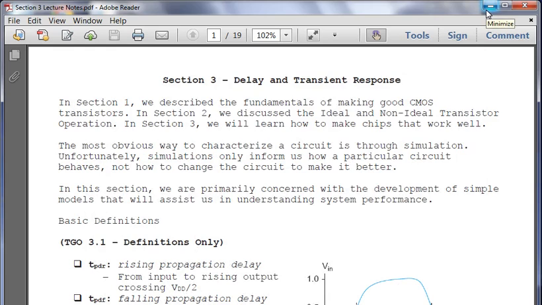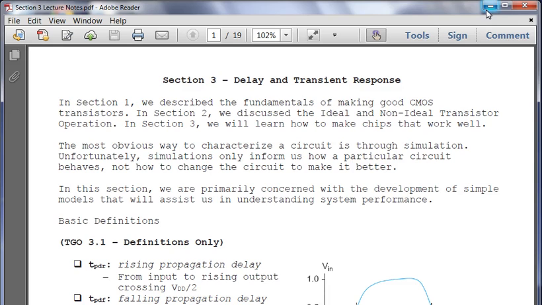Okay, so in section 1, we kind of described the fundamentals of CMOS devices. We talked about the switches. We talked about the basics of the channel. Section 2, we discussed ideal and non-ideal transistor operation. So now we're going to be figuring out metrics of how we can actually make these chips work well, since we now know that they can be non-ideal. How do we take some of these designs, some of these simulations that we're going to be doing, and figure out how to ensure that the circuit actually works, because that's what the engineering part is.